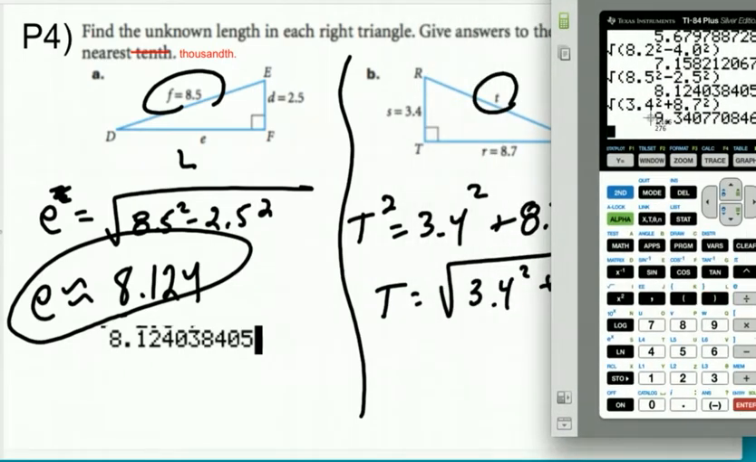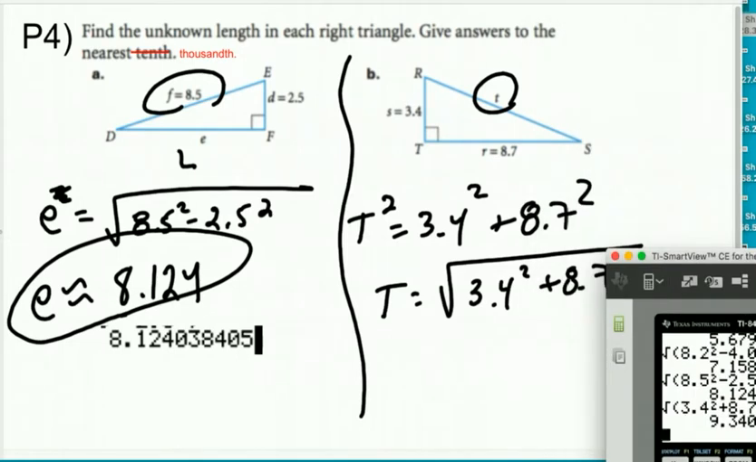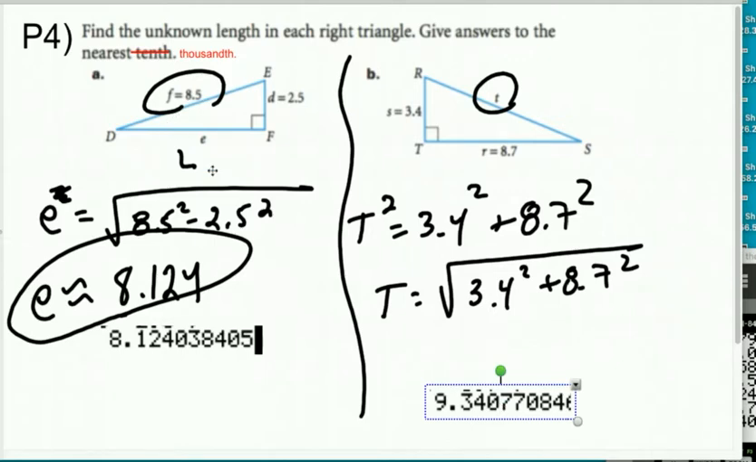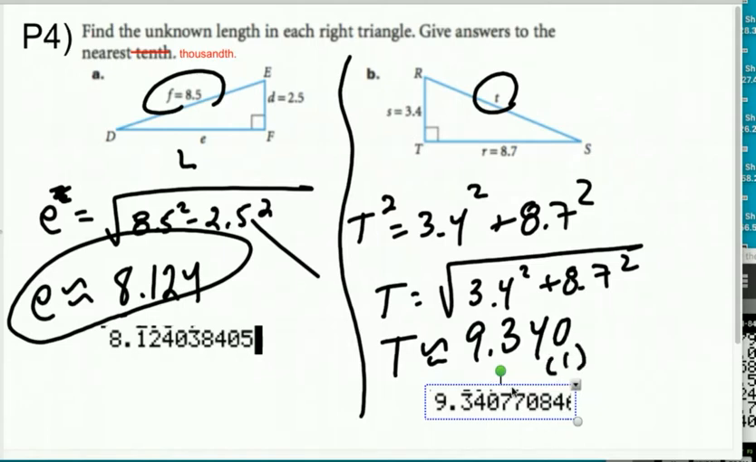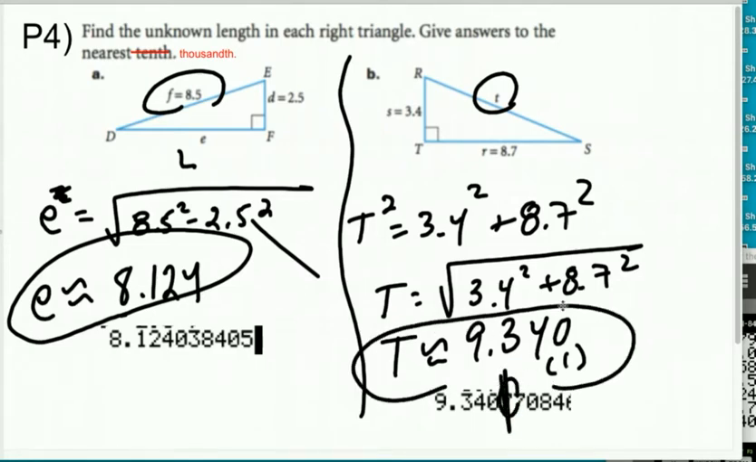And then that's my answer, right? And again, your hypotenuse should be the longest side. If it's not, you did something wrong. So my t, which is the hypotenuse, is approximately 9.340 or 9.341, right? Because again, you can either round or truncate. So it's a 0 if you truncate. If you round the 7, it turns into a 1. So there's my answer. All right, cool.